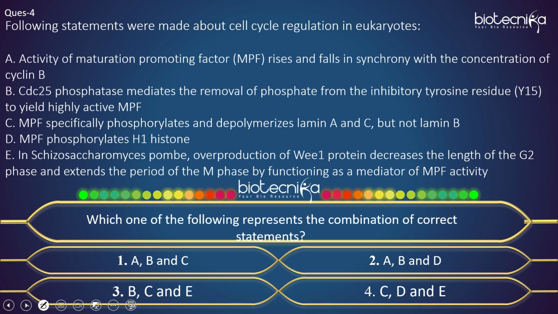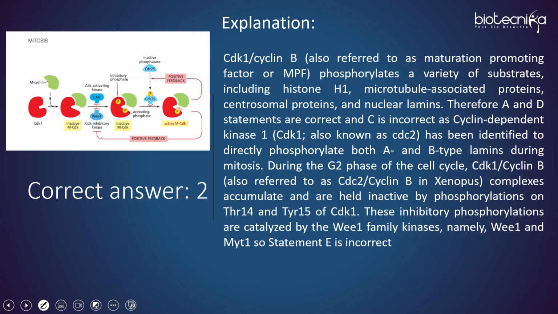cyclin B. So let's come to the diagram for this statement number 1. Here you have to select the combination of the correct statements. So let's go for statement first. Here, if you see the maturation promoting factor, how is it formed? Maturation promoting factor is there for all different stages of the cell cycle, whether it is G1 phase, S phase, G2 phase or M phase.